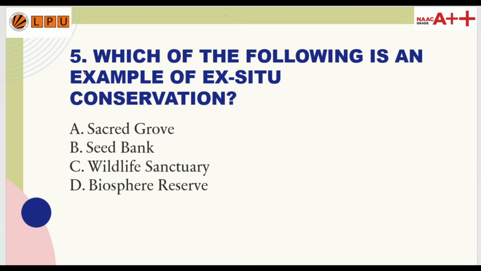Question number 5. Which of the following is an example of ex-situ conservation? Option A Sacred Grove, option B Seed Bank, option C Wildlife Sanctuary, option D Biosphere Reserve. So the correct answer is option B Seed Bank.